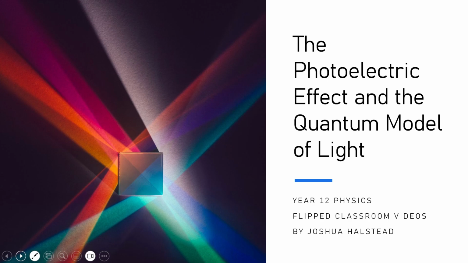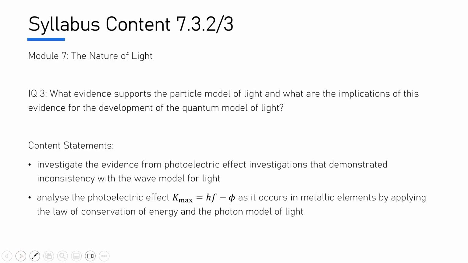G'day, in this video we are looking at the photoelectric effect and how it fits with the quantum model of light. So we're looking at dot point 7.3.2 and 3. We're looking for evidence that's supporting this idea that light behaves as a particle and the implications for this evidence for our understanding of light being quantized and fitting inside what we now know as a quantum model.